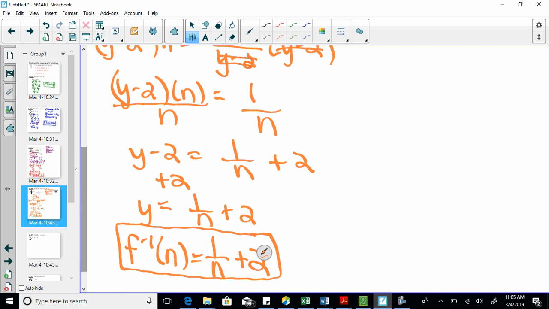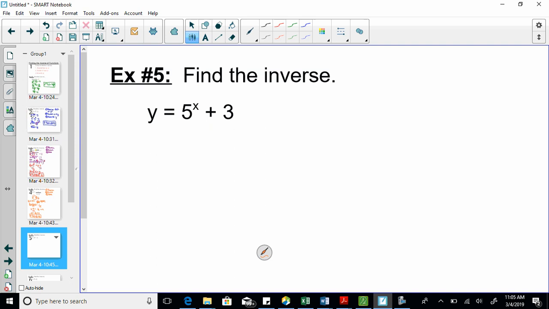So now, this week we've been talking about exponentials and logarithms as well. So of course, we have to find the inverses of those as well. So example 5, we have to find the inverse. I have y equals 5 raised to x plus 3.